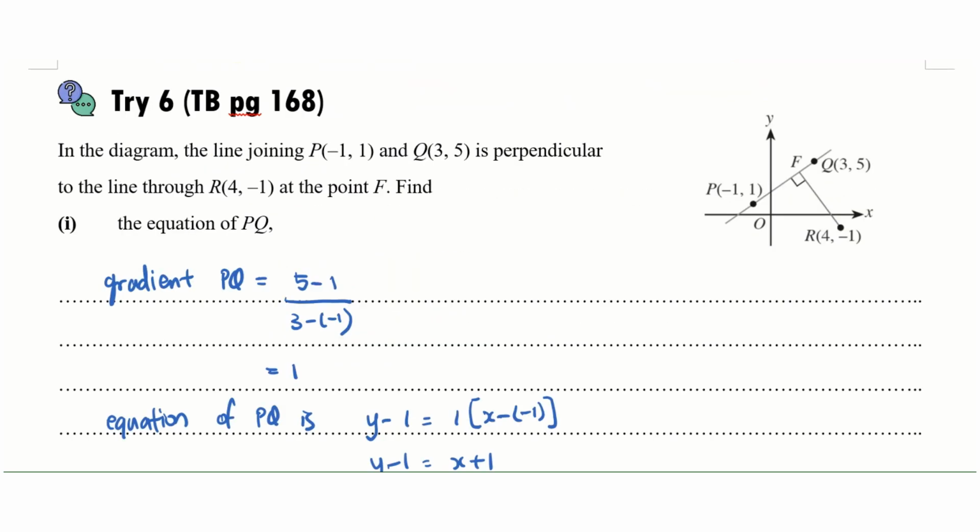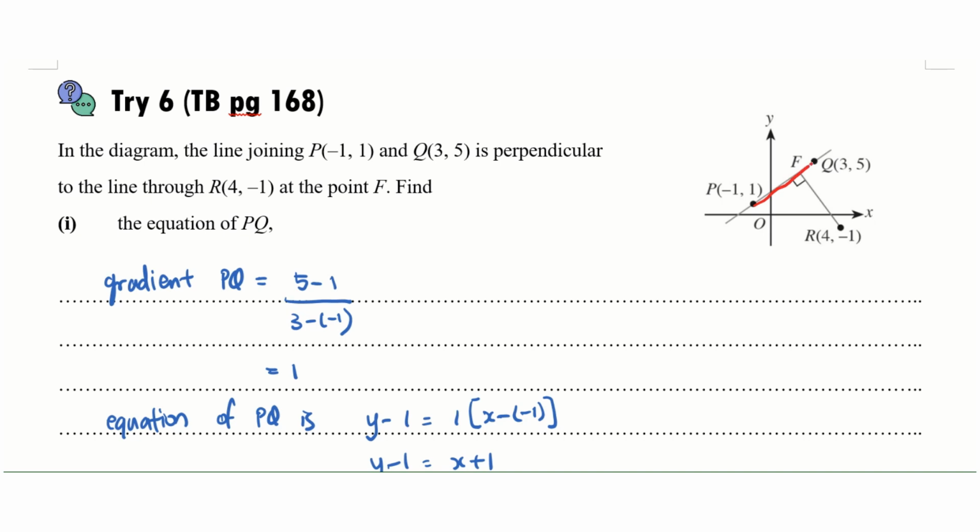Let us now continue with our discussion in this chapter by taking a look at try 6 in your textbook, page 168. In this question, we are given the diagram. The line joining P and Q is perpendicular to the line through R at the point F. So the diagram over here describes that situation. In part 1, we want to find the equation of PQ.